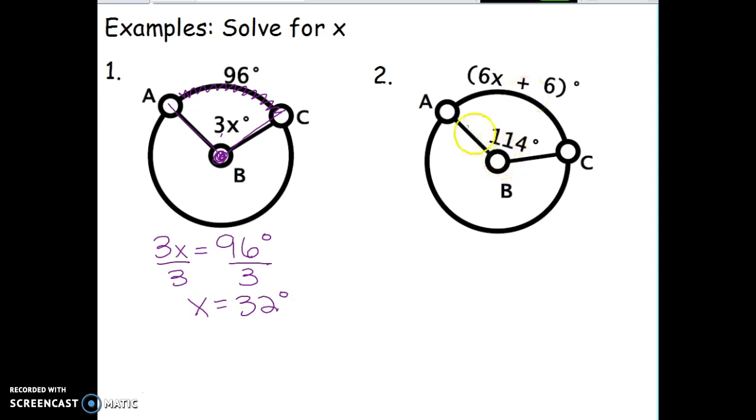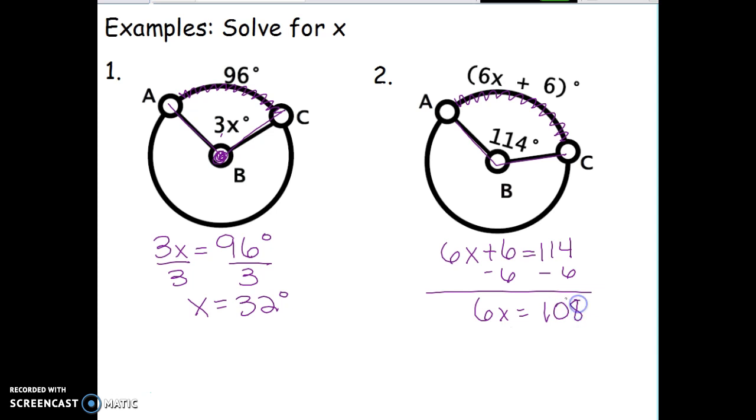Same thing over here. We can see that this is a central angle and this is the intercepted arc right here. And we know that if the angle is 114 degrees, then the arc itself is also 114 degrees. So on this one, we would set this up as 6x plus 6 is equal to 114 degrees. Divide both of these by 6 to get x by itself, and x is equal to 18 degrees.